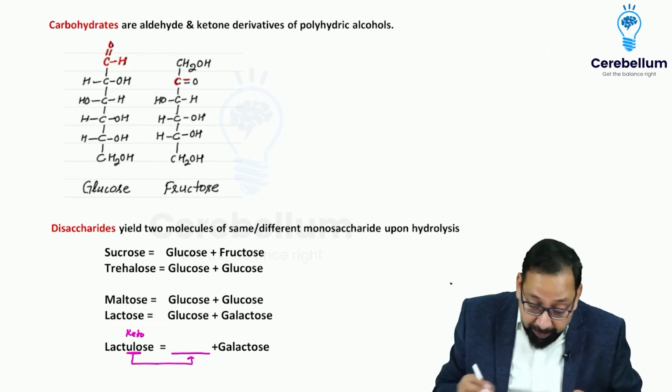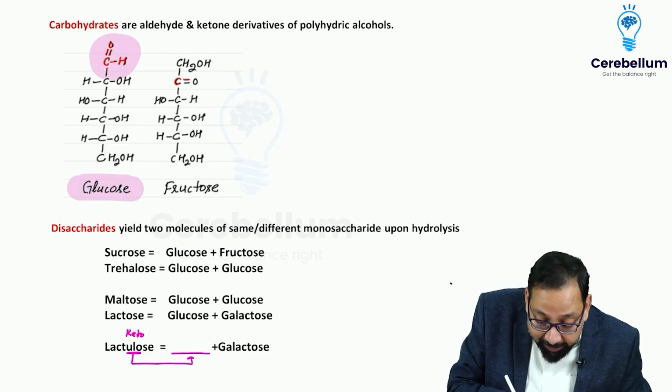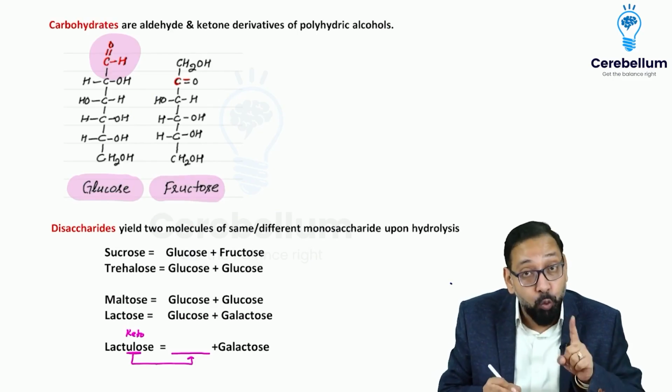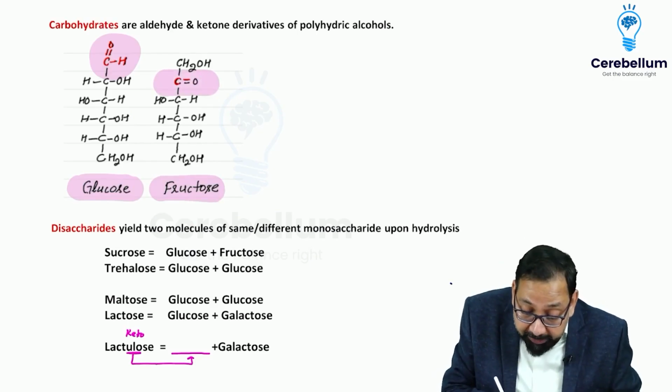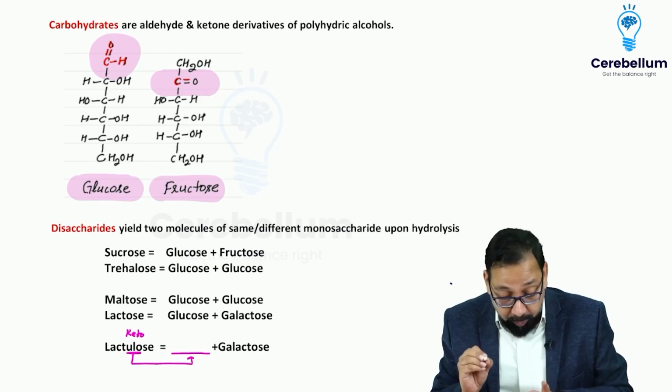Now we come to carbohydrates. Glucose is an aldose sugar because it has an aldehyde group at carbon number 1. Fructose is a keto sugar, keto 2. The keto group is present at carbon number 2. So fructose is a keto sugar, glucose is an aldose sugar.